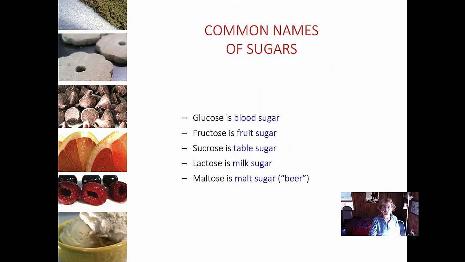Common names for sugars include blood sugar for glucose, fruit sugar for fructose, table sugar is sucrose, lactose is milk sugar, and we'll talk about lactose intolerance when we look at food issues and intolerances. And malt sugar, 2 maltose monosaccharides linked together, I call beer sugar because my husband makes beer and he needs his malt sugar.